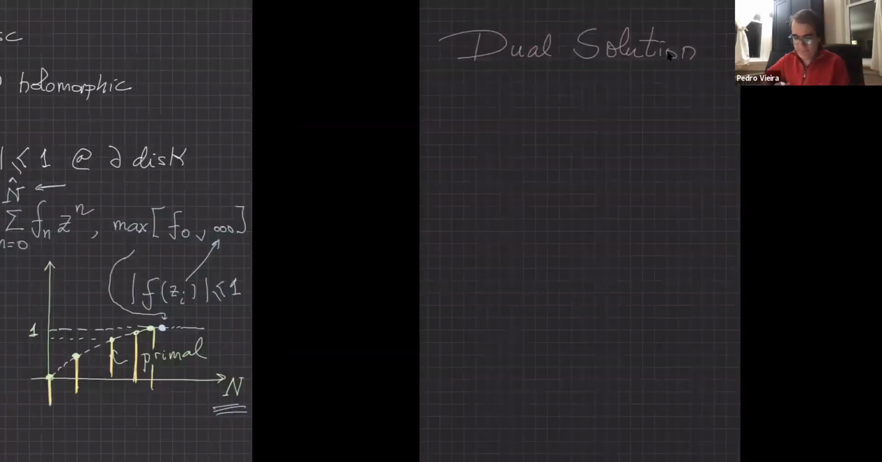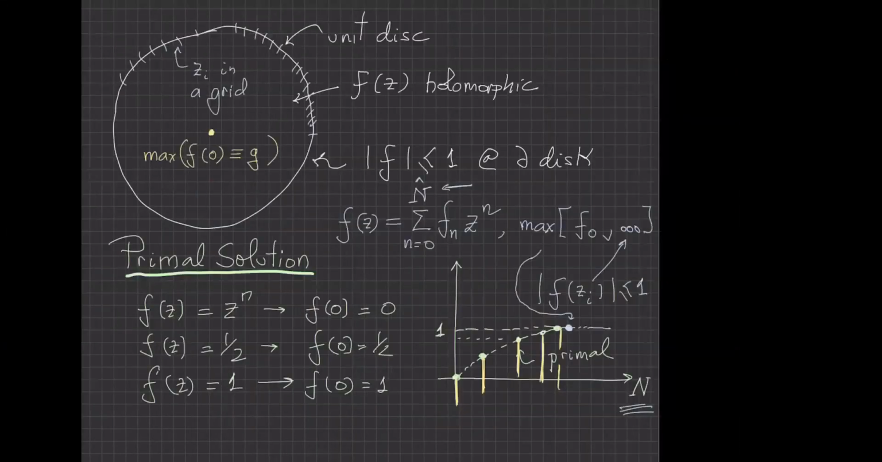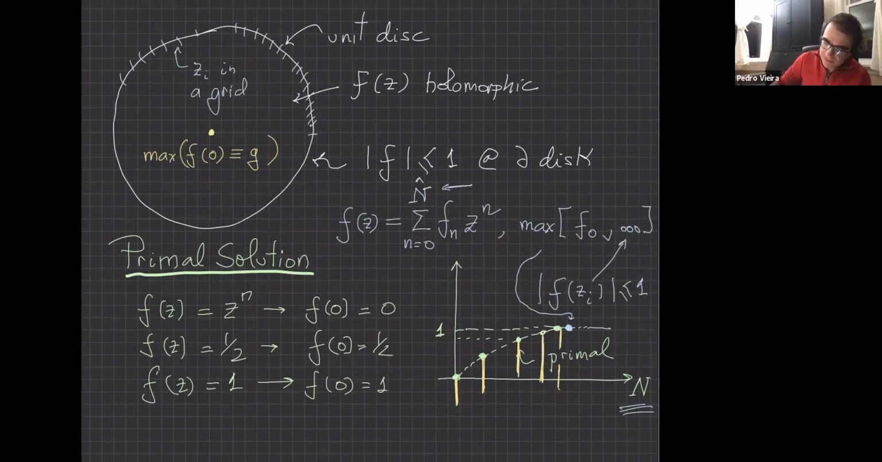Pedro, I have a question. Yeah. Good. Isn't there some theorem called the Schwarz theorem that tells you that the absolute value of this analytic function will always decrease as you go towards the center? Yeah, no, not exactly. Yeah, that's right.